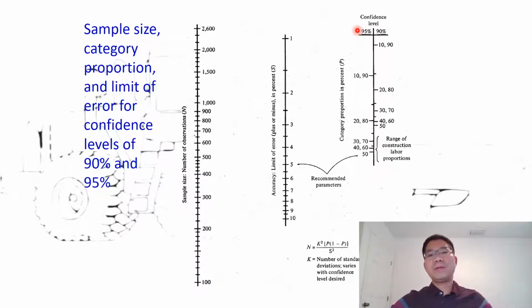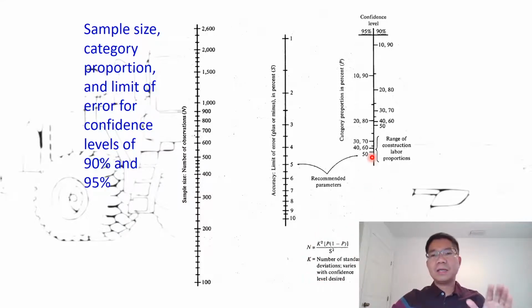And if you read in more detail in the readings for today's class, normally in construction, the category proportion ranges somewhere between 40 and 60%. And they say here the range of construction labor proportion. And the confidence level is better put at 95%. And for the limit of error, plus or minus 8%, it is suggested at 5%. So with that, these are the recommended parameters to determine the sample size, and this is the equation to determine the sample size here.